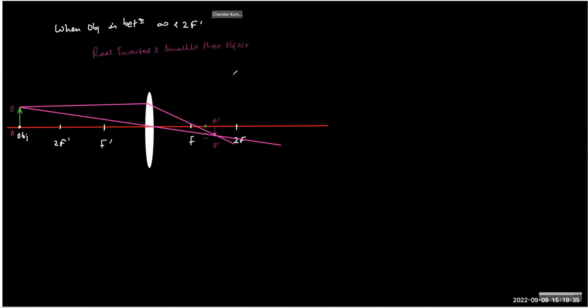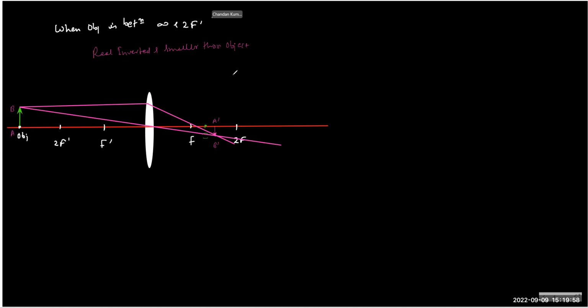Okay, so if the object is at 2f dash, the image will be at 2f dash, and the size will be similar. Those are the things you need to be careful about. And the moment you go between 2f dash and f dash, the image will become bigger than the actual size.